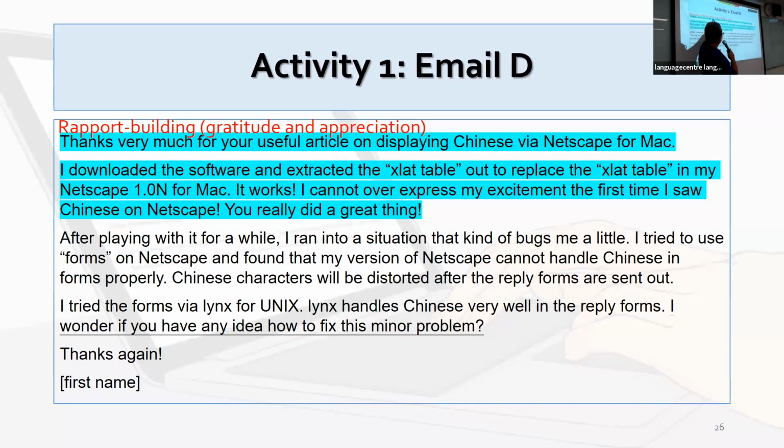And other than gratitude, showing appreciation is also important. Like, you did a great thing. I like what you did. Blah blah blah. So altogether, there is some sort of rapport building in this email request.